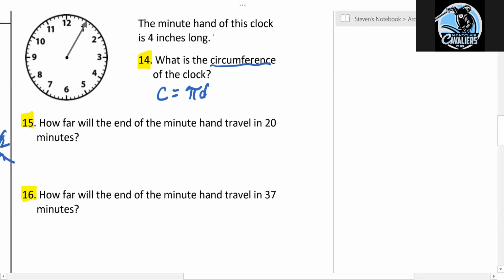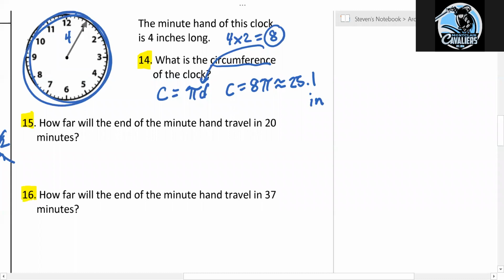So all I need to do is plug in the diameter and multiply by pi. It says the minute hand of this clock is 4 inches long. You'll notice that the minute hand is actually the radius of the circle. So if I multiply that by 2, 4 times 2 gives me 8. So 8 is my diameter. The circumference is 8 pi, and approximating, 8 times pi is 25.1 inches, about the length around that whole circle.